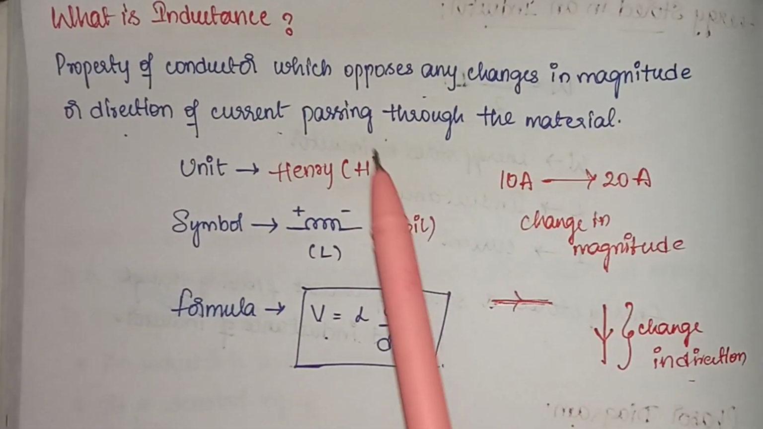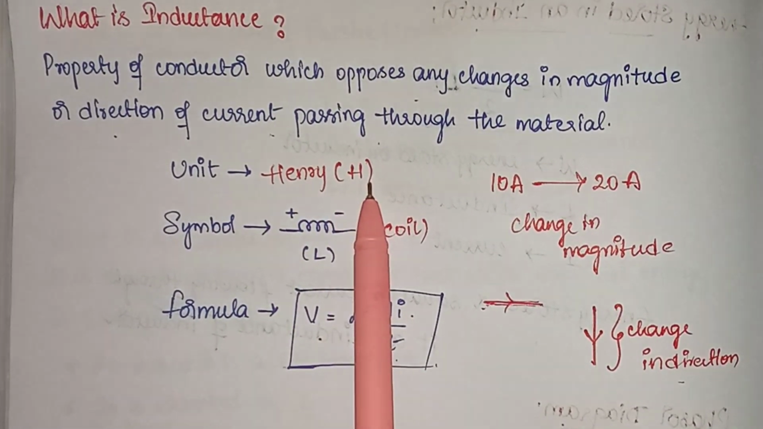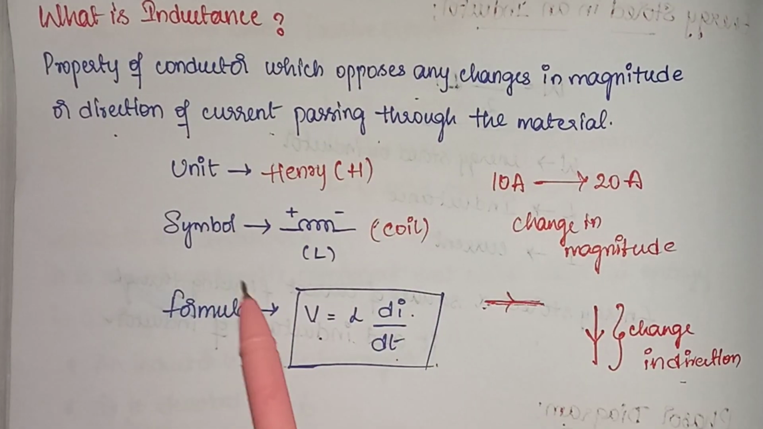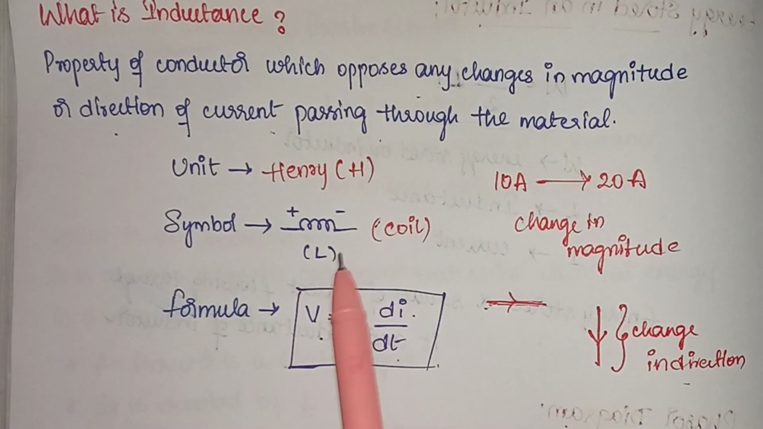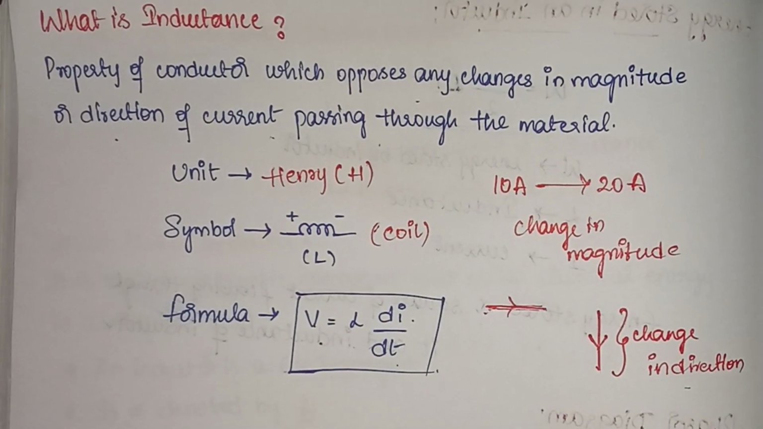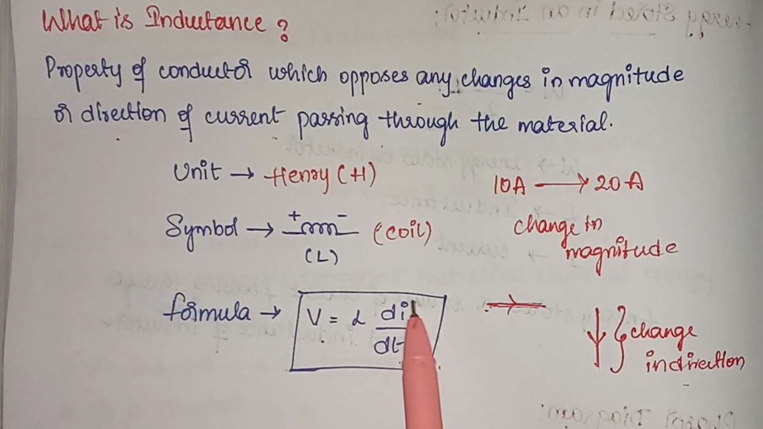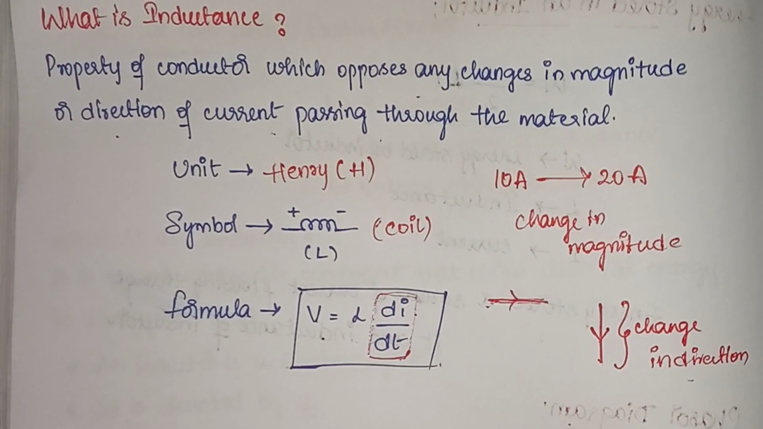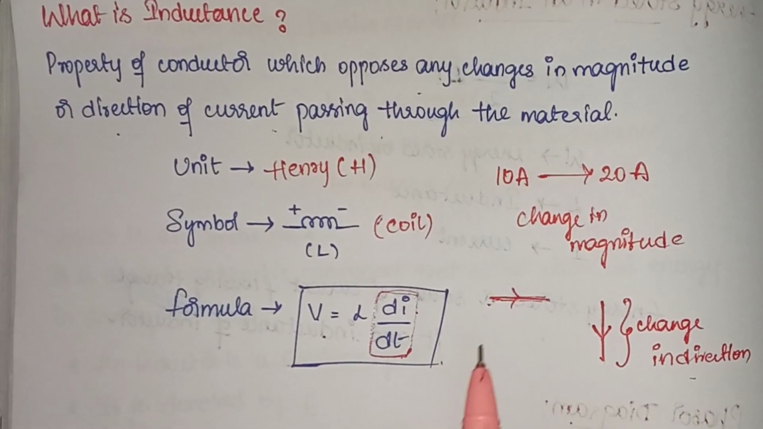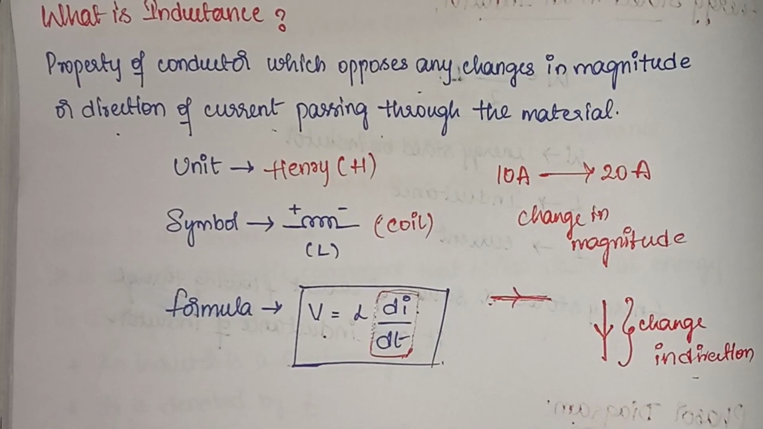So this property of conductor which opposes any changes in magnitude or direction of current passing through the material is called inductance. What is the unit of inductance? It is Henry, which is denoted by capital H. And what is the symbol? It is the coil symbol. Okay, and now let's see the formula. Formula is V is equal to L into di by dt. This di by dt is called change in current. We'll discuss it in the later part, but for time being, V is equal to L into di by dt is the formula.